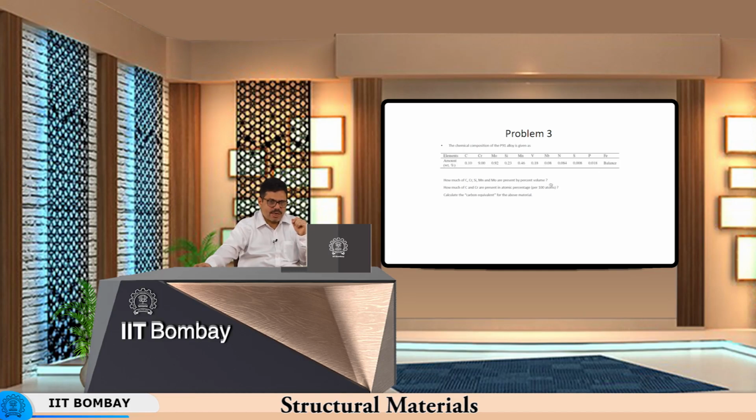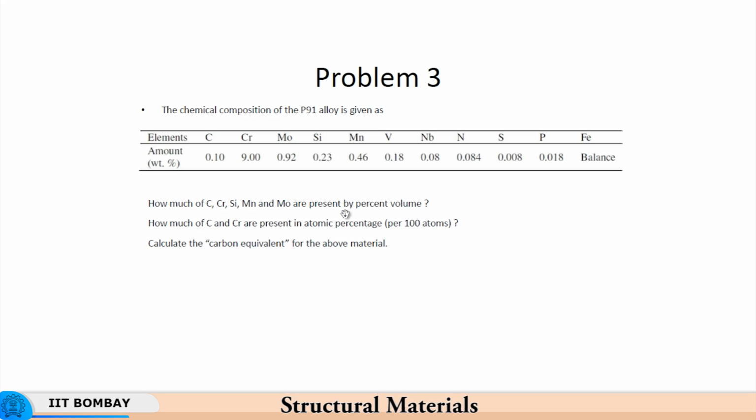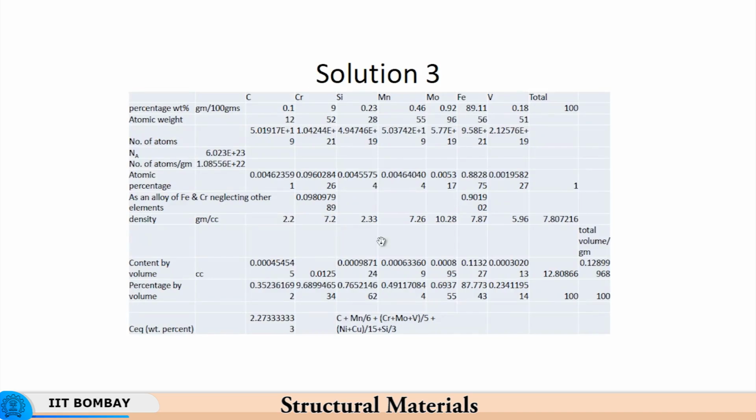Now, the question is how many of these elements are present by percent volume. Then how much of carbon and chromium are present in atomic percentage per 100 atoms. Calculate the carbon equivalent for the above material. So, these are some of the things which you need to calculate from the data that is given over here. Plenty of conclusions can be drawn from here. So, let us see the problem now.